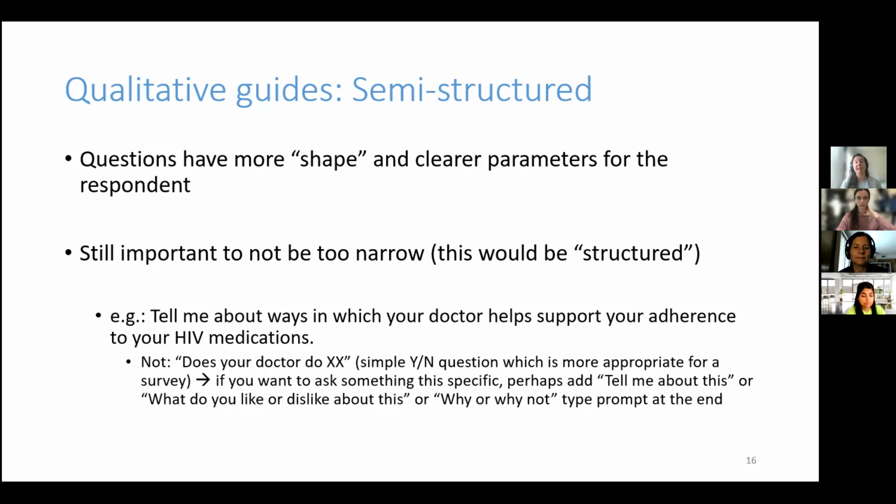And now I'm expecting the person gives me a paragraph-length answer of what their doctor does. If there are specific things you want to know about, like, do you get reminder text messages or something? You could ask that. And then at the end, you could say, tell me about this, or what do you like or dislike about that, or why or why not? So there's ways that you can use prompts to still get the kind of rich data. But again, don't forget, the point of qualitative is not to quantify things. You're not trying to get how often or how much. You're trying to get at these how and why questions. So that's where the real richness and meaning in qualitative data come through.